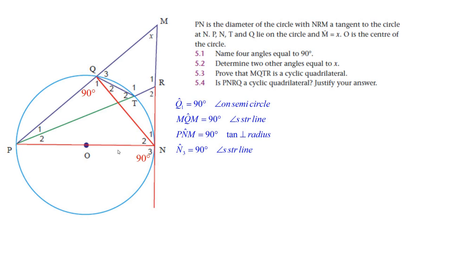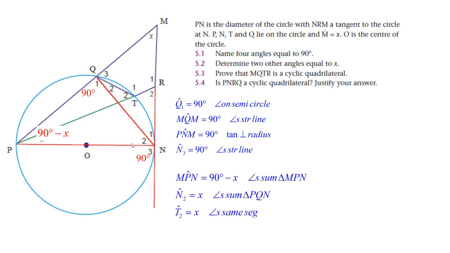Determine two other angles equal to x. How can we do this? Well, the trick to this one, I know that's 90 degrees right there. And if that's x, this angle here must be 90 minus x. And if that's 90 minus x, and that's 90, this triangle PQN, the only way that can be 180 is for N2 to be x. So N2 must be x. And T2 and N2 are opening up to the same segment, PQ. So T2 is x, angles in the same segment.